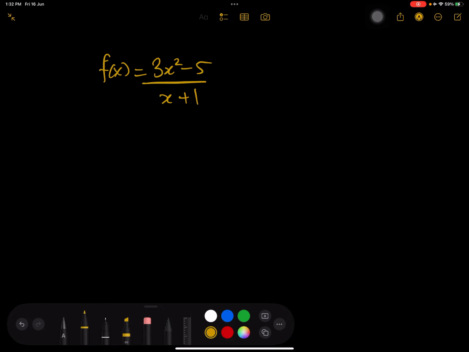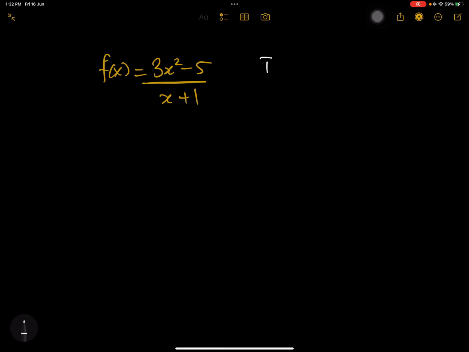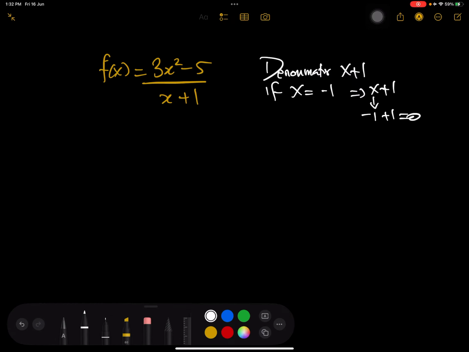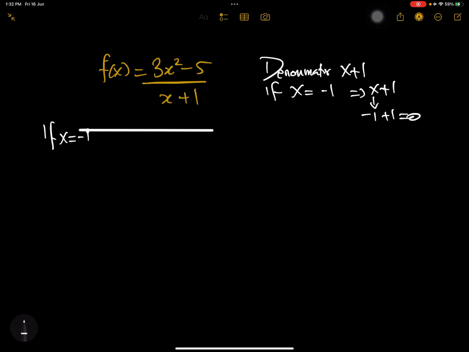Here, we can also see that the domain, we always check for the domain. If you have a function like that, you always check for the domain. So the denominator is x plus 1. If x is equal to -1, then x plus 1 becomes -1 plus 1, which is 0. We don't want that.